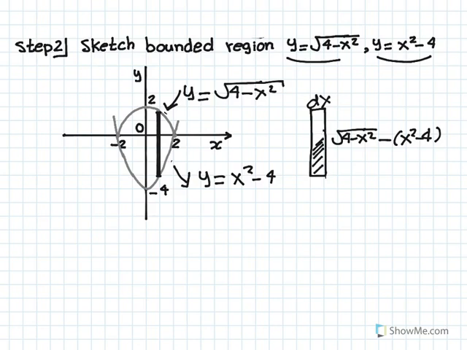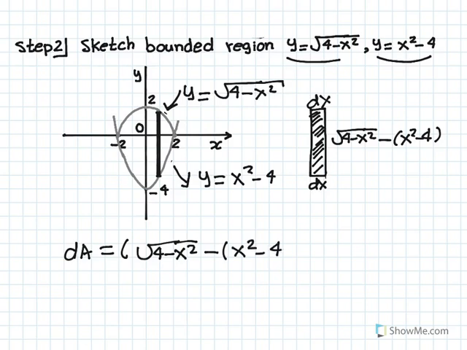And we basically add up these slices in the x direction to find the whole area. So that's dx, and the differential area is going to be top y value minus bottom y value. So that's going to be the root of 4 minus x squared, minus (x squared minus 4), close bracket, dx.